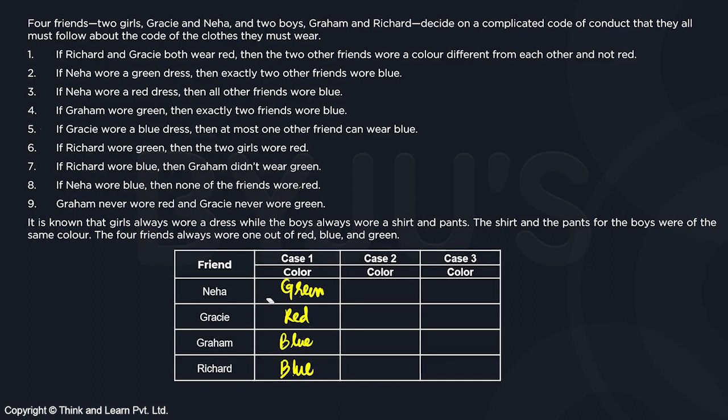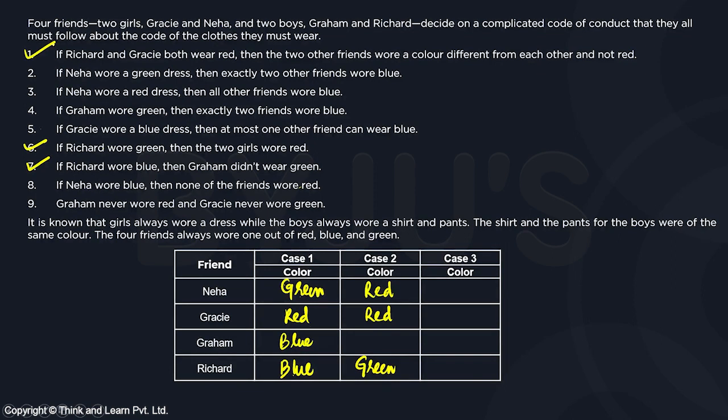When Richard wears blue, done, when Richard wears green. Suppose if Richard wears green, then the 2 girls wear red. So Neha wears red and Gracie wears red. Okay, so we are done with these 2, and we know that Richard and Gracie both wear red.